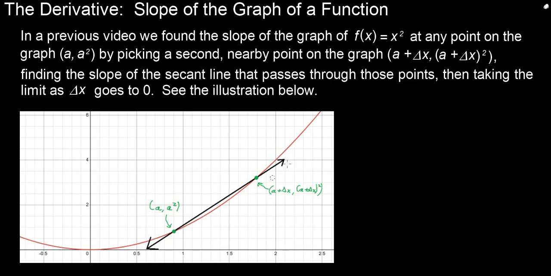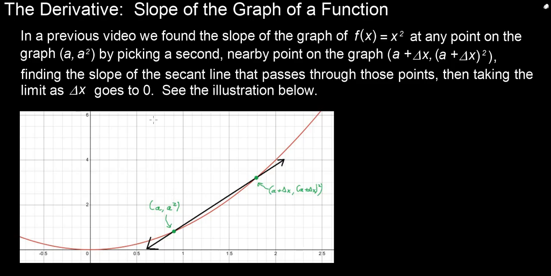The black line is the secant line that connects the 2 points a comma a squared and a plus delta x comma a plus delta x squared. And so I made the case in a previous video that if we take the slope of that secant line and find the limit of that as delta x goes to 0, that we would have the slope of the graph of x squared at the point a comma a squared. And let me review why that is logical, why that should work.